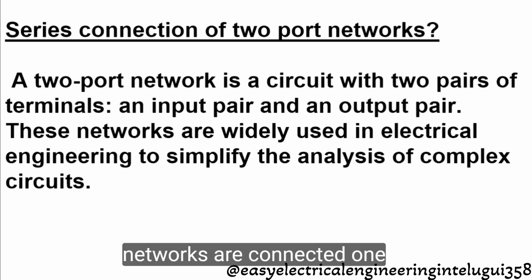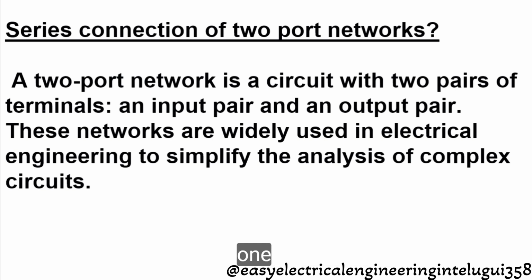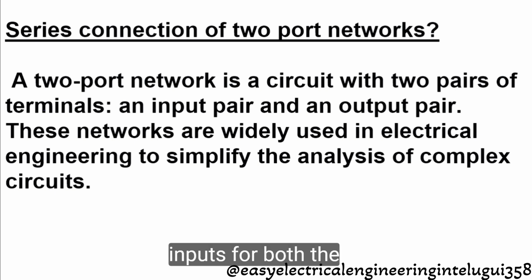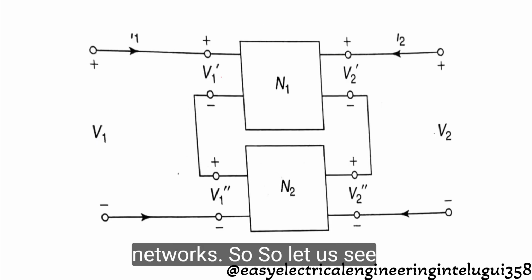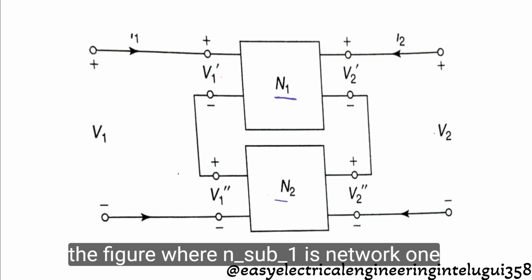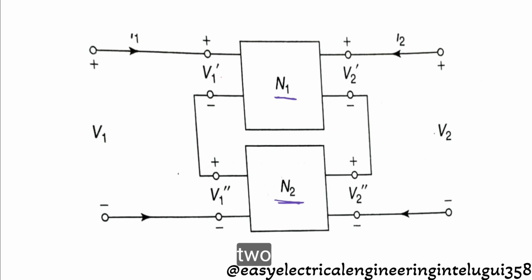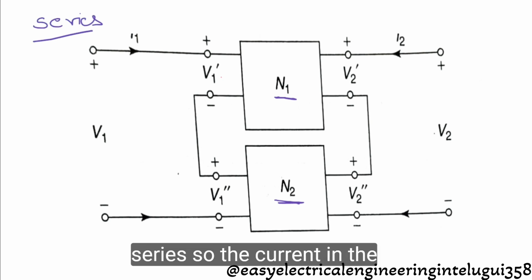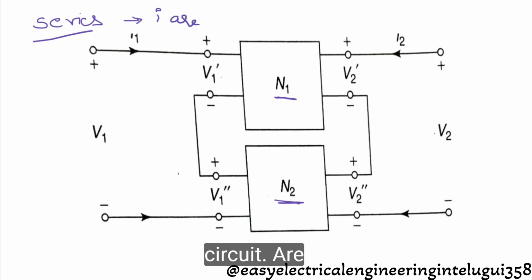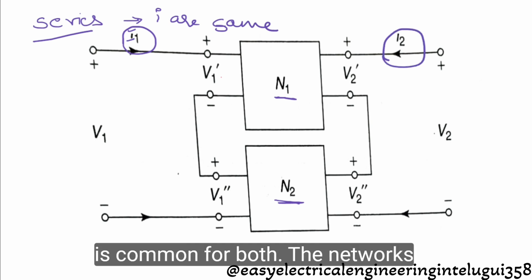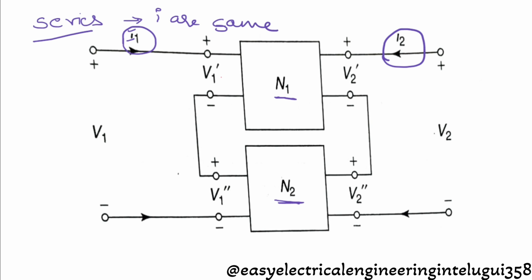So two-port networks are connected one after another and they will have the same input for both the networks. Let us see the connection diagram, in the figure where N1 is network 1 and N2 is network 2, and these two are connected in series. So the currents in the circuits are the same. So I1 is common for both the networks and I2 is common for both the networks.